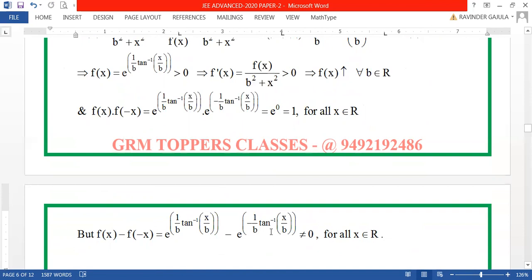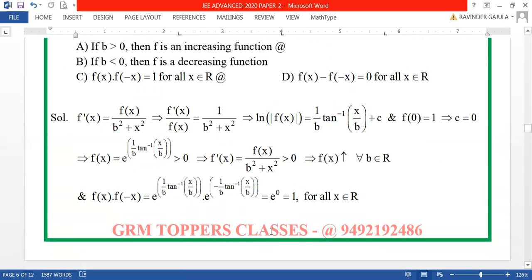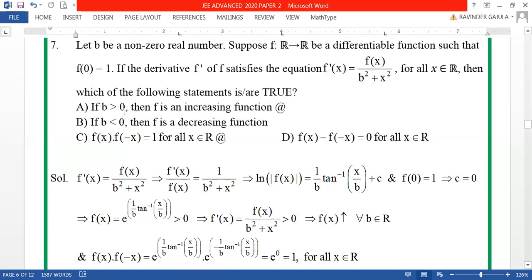Okay, friends? From this, for b greater than 0, the function is an increasing function. Even for b less than 0, the function will be increasing but not decreasing. Hence, the second option is not correct. And f of x into f of minus x equals 1 for all x belongs to R. And this f of x minus f of minus x can never be 0. Hence, A and C are the correct options for this.